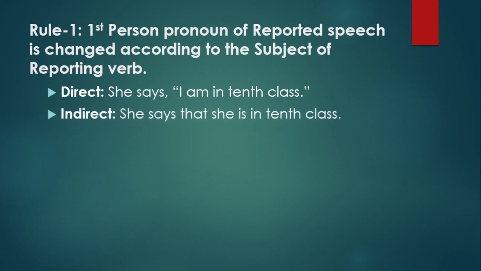So how to change this sentence? She says, for inverted comma, we will use that. She says that, and this I will be changed according to the subject of reporting verb. So you see, she says that she, and this verb will be changed according to the reporting verb. So is. She says that she is in the 10th class.